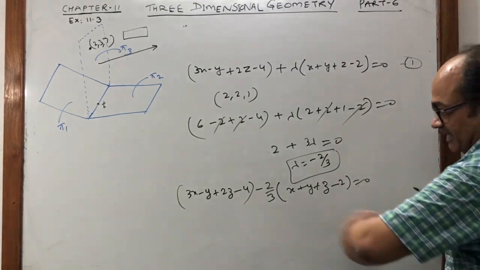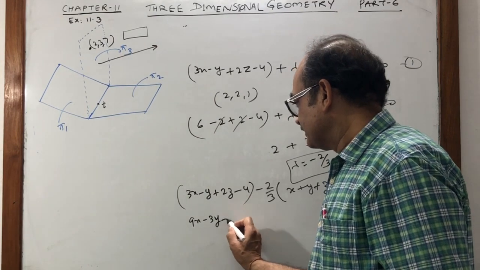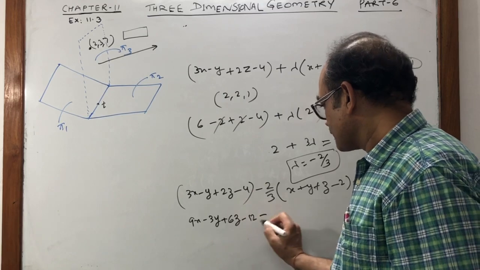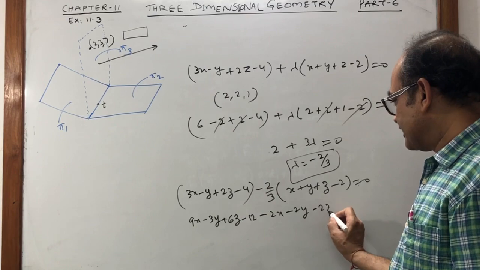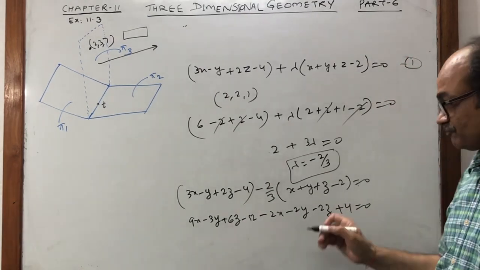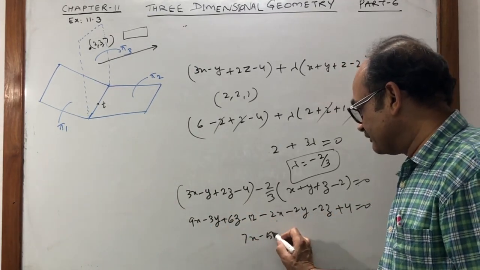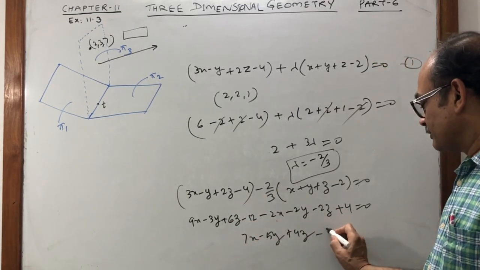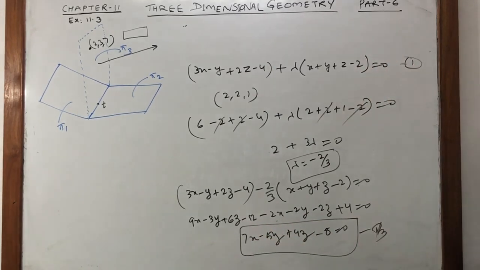If you multiply the whole equation by 3, what are we getting? 9x minus 3y plus 6z minus 12, minus 2x, minus 2y, minus 2z, and plus 4. Now collect the like terms: first x, 7x; y, minus 5y; z, 4z; and the numbers minus 12 and 4, minus 8. That is the required plane pi 3.